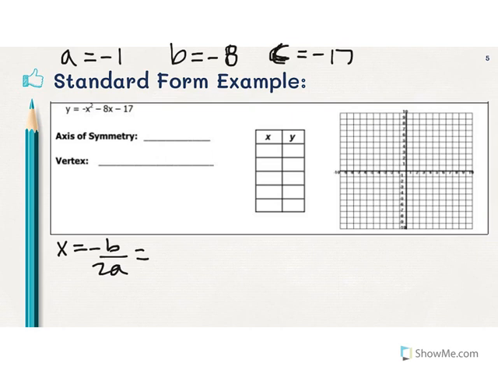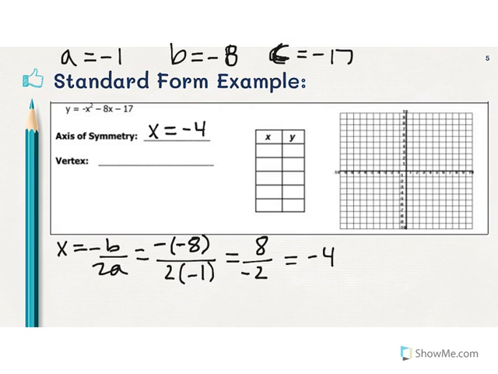Now we're going to use b and a. The b was negative 8. Because you have a negative does not mean you get to just leave it; you have to negate it. And then 2 times negative 1, which is the a. A negative times a negative is a positive, and a negative times a positive is a negative. Now simplify the fraction: 8 divided by negative 2 gives us negative 4. So this is our axis of symmetry.